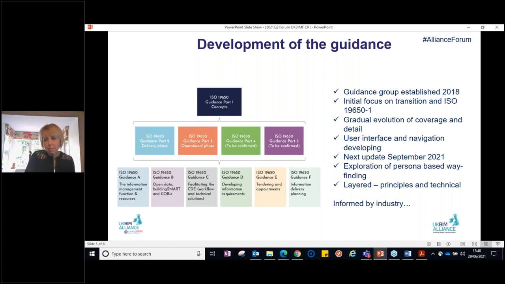So I think I just finish there by saying that the guidance is really informed by industry, and we do welcome your feedback. And you can provide feedback in all parts of the guidance, and on the UK BIM framework website, there is a mechanism to provide feedback via an email.